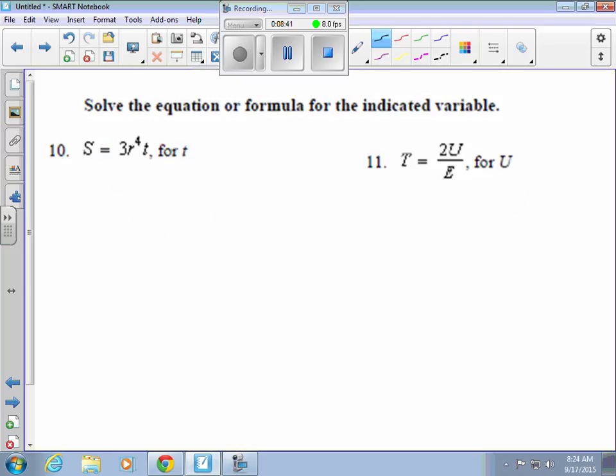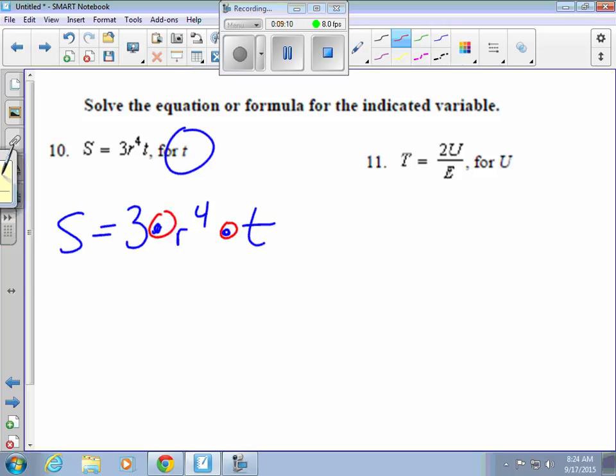Number 10, this one says to solve the equation or formula for the indicated variable. So isolate or get t, in this case, by itself. So it says s is equal to 3 times r to the 4th times t. All of that is 3 times r to the 4th times t. So before you try to undo r to the 4th, that's the part that's trying to trick you right there. Remember, that comes after multiplication because you work your order of operations backwards. So you're undoing multiplication because that's what's going on. So divide.